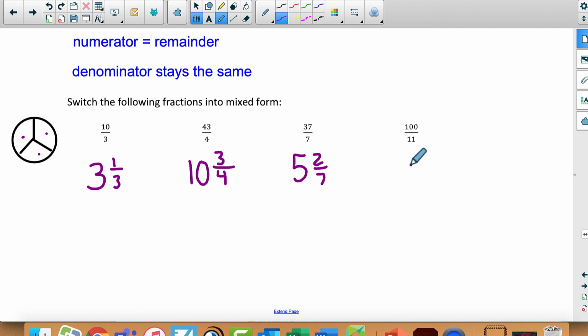11 over 100. Keep the denominator the same. It's going to be 11. How many times does 11 go into 100? 9 times. If you have 9 wholes and each whole is 11 pieces, 9 times 11 takes you up to 99 pieces. How many are left over? What's the remainder? 1 lonely piece. So there's your 1 eleventh.